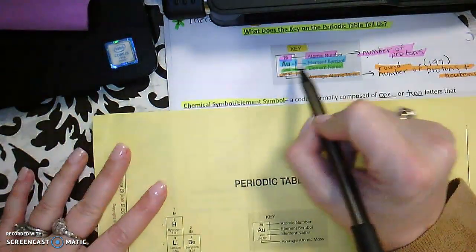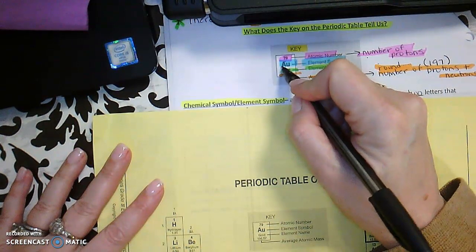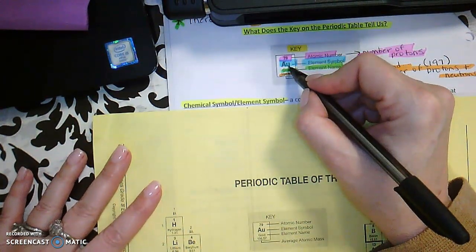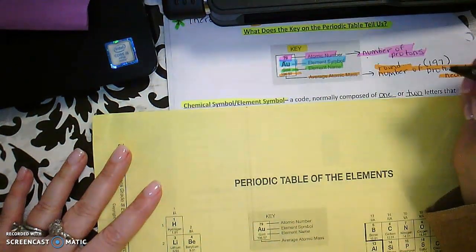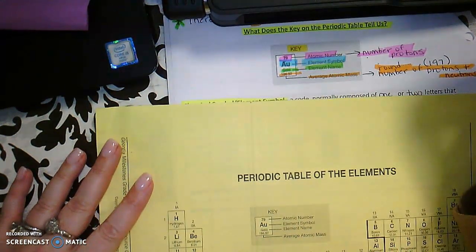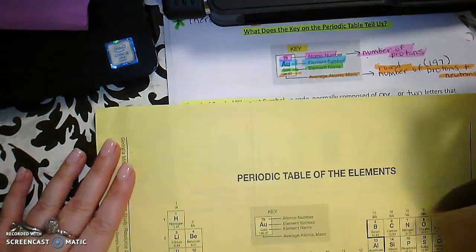Au is the element's symbol. The symbol is always written with a capital letter first, and then if there is a second letter, it is lowercase. And that's just an abbreviated way to write the element, and we use it when we write chemical formulas. Then, of course, the element's name is just the everyday thing that we call it.